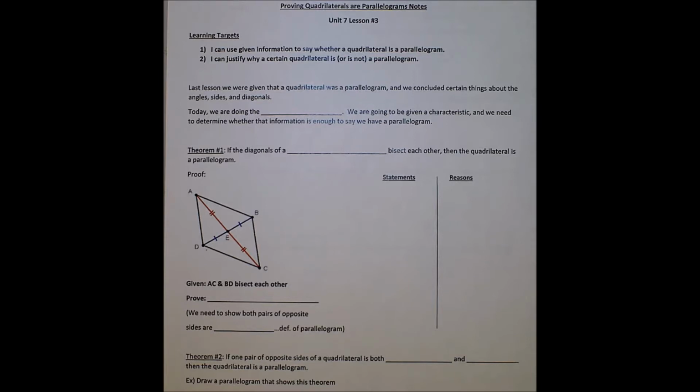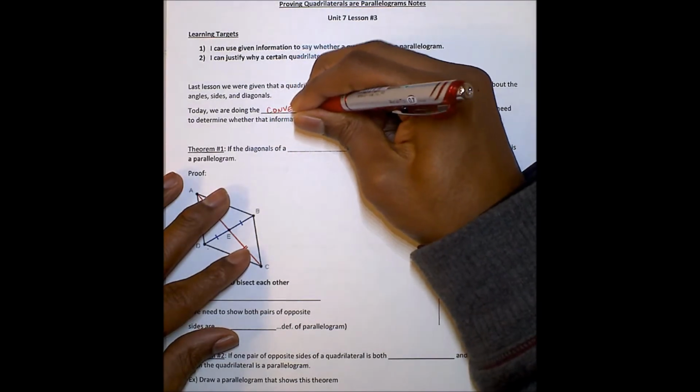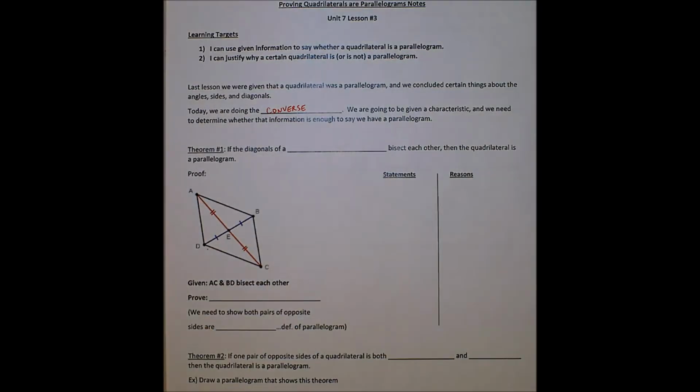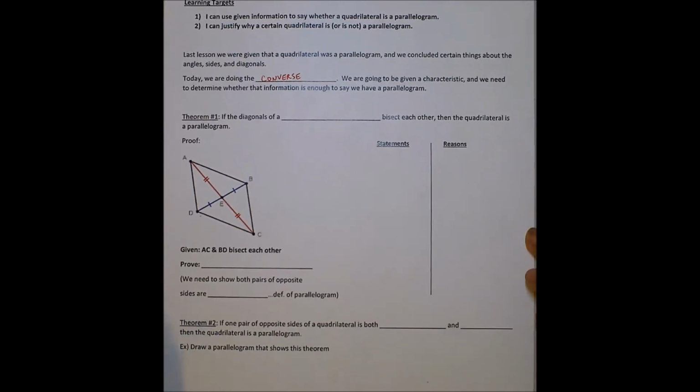Last lesson we were given that a quadrilateral was a parallelogram, and we concluded certain things about the angles, sides, and diagonals from that information. Today we are doing the converse. We're going to be given a characteristic, and we need to determine whether the information is enough to say we have a parallelogram. So instead of being given that we have a parallelogram, we're going to be given other information to see if we can say that it's a parallelogram from that information.